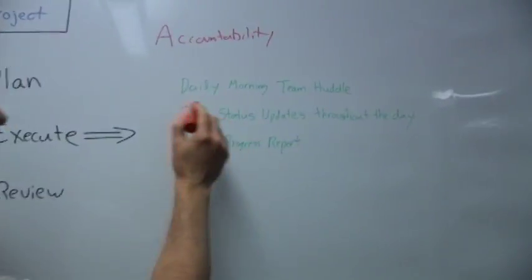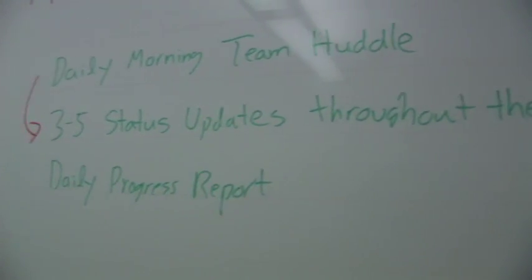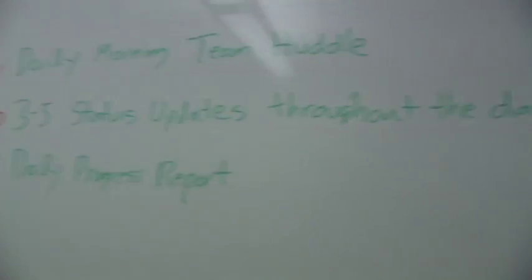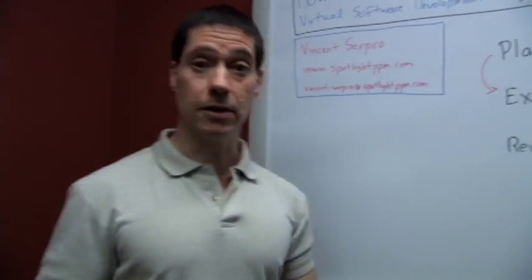Once you do the daily morning huddle, require that everybody in the team communicates to everyone else in the team 3 to 5 times a day their status update. And what is a status update? Status update is what you're currently working on, your progress, 50% done, 75% done, whatever. Any issues you might have, maybe you need help from someone else in the team, and also your availability.